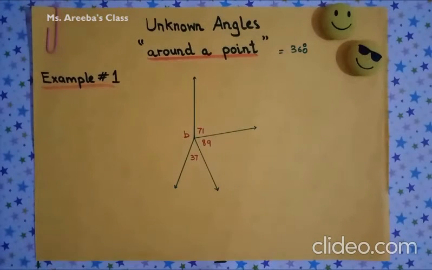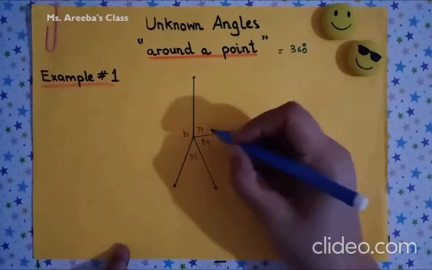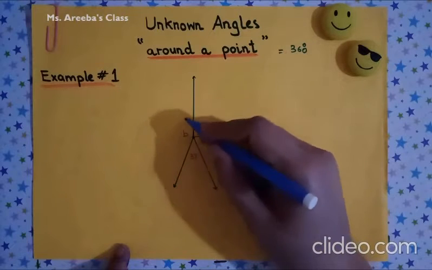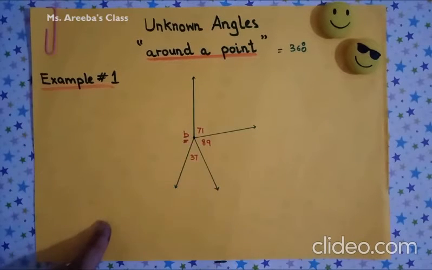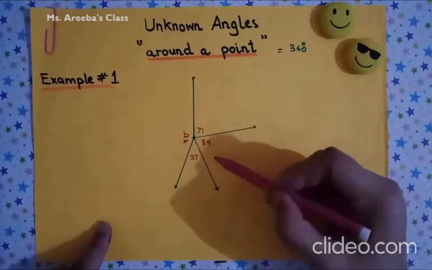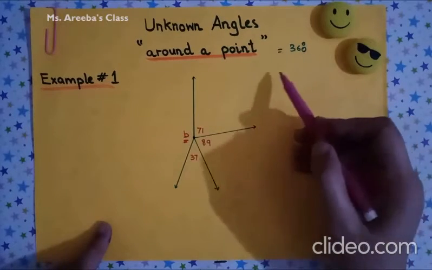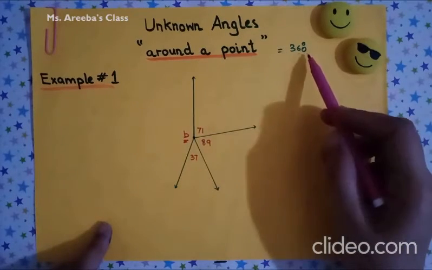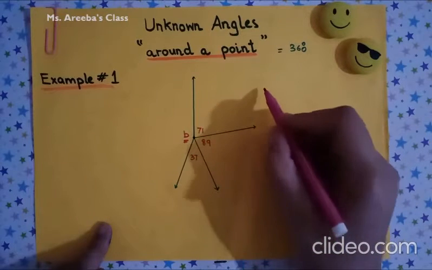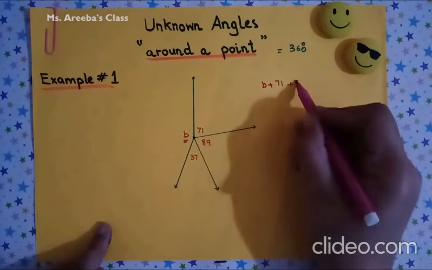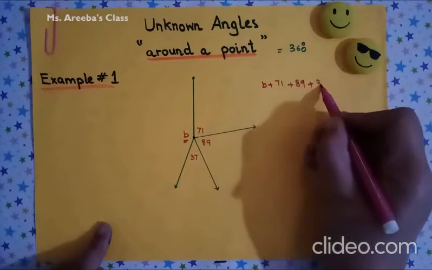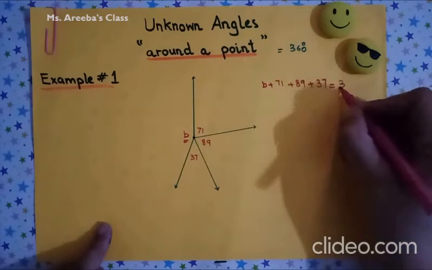Our first example is four angles around a point. You can see this is a point, and if you look all around it, the sum of all angles is equal to 360. We have to find this one angle B with the help of the other three angles. As I just told you, angles on a point equal 360, so I can write it like B plus 71 plus 89 plus 37 is equal to 360.